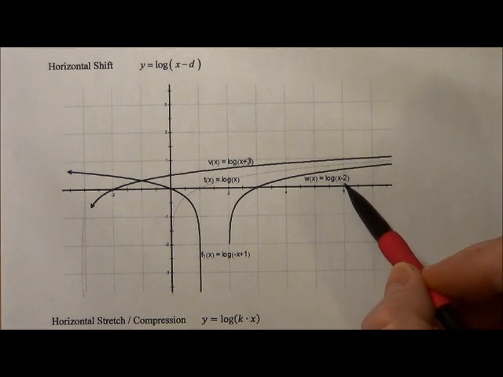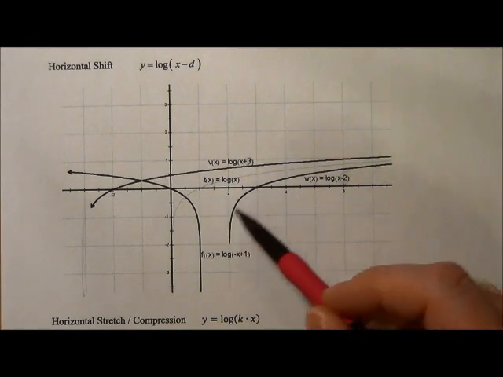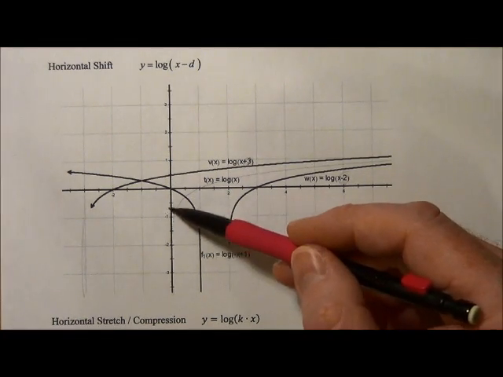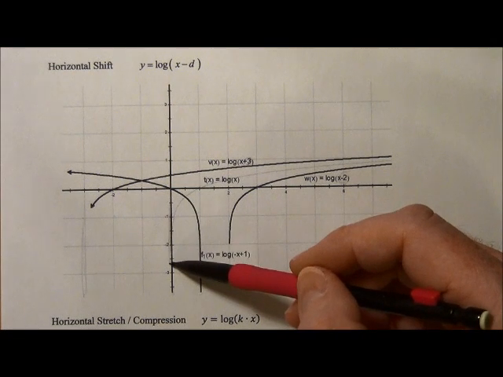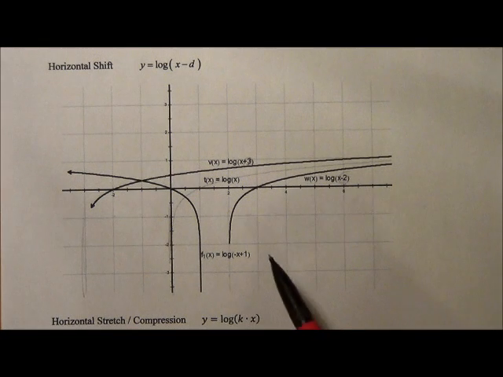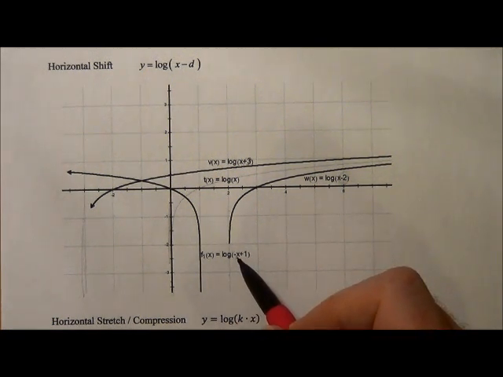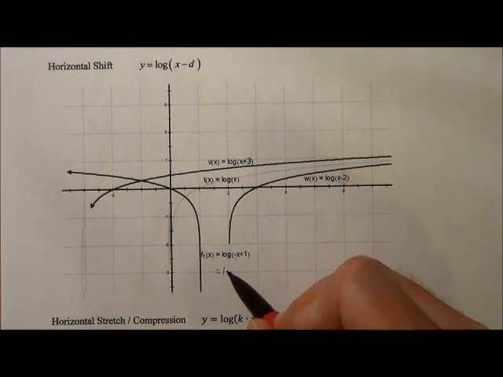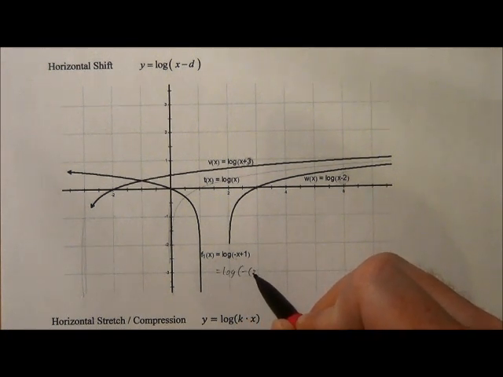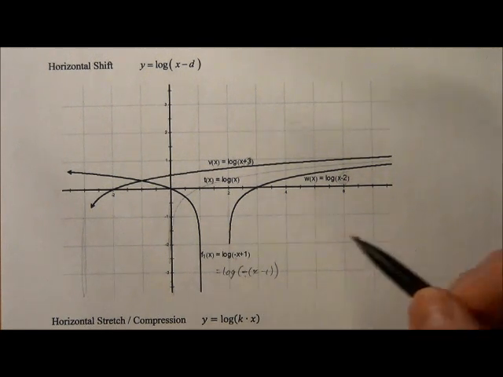When we subtract 2, that means that the whole function gets translated to the right 2. So again, the vertical asymptote at x equals 0 becomes a vertical asymptote at x equals positive 2. For this function, log of negative x plus 1, the negative reflects the function in the y-axis first. And this can actually be written as log of negative x minus 1. We have to factor that negative out.